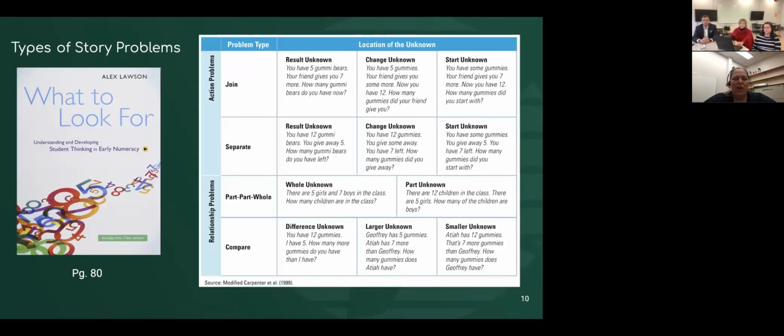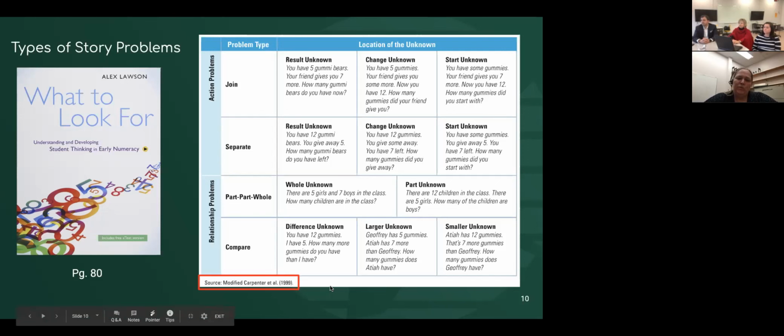A lot of folks in Lambton can't have access to Dr. Lawson's book. If you do, this image that I'm looking at right now is inside the book on page 80. The original work that I'm most familiar with, and that this table comes from, was done by Thomas Carpenter and his research team. Sometimes these are called Carpenter Problems, named after him.